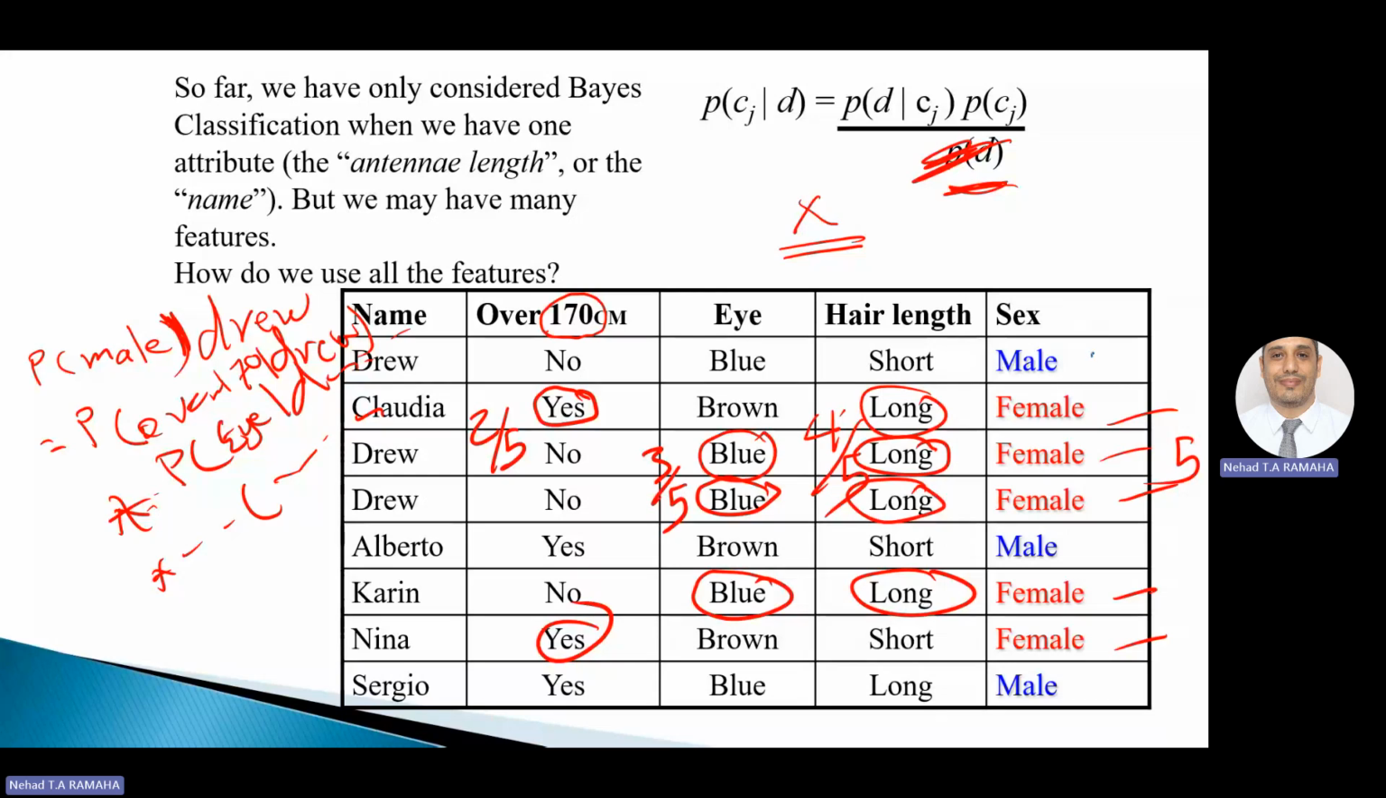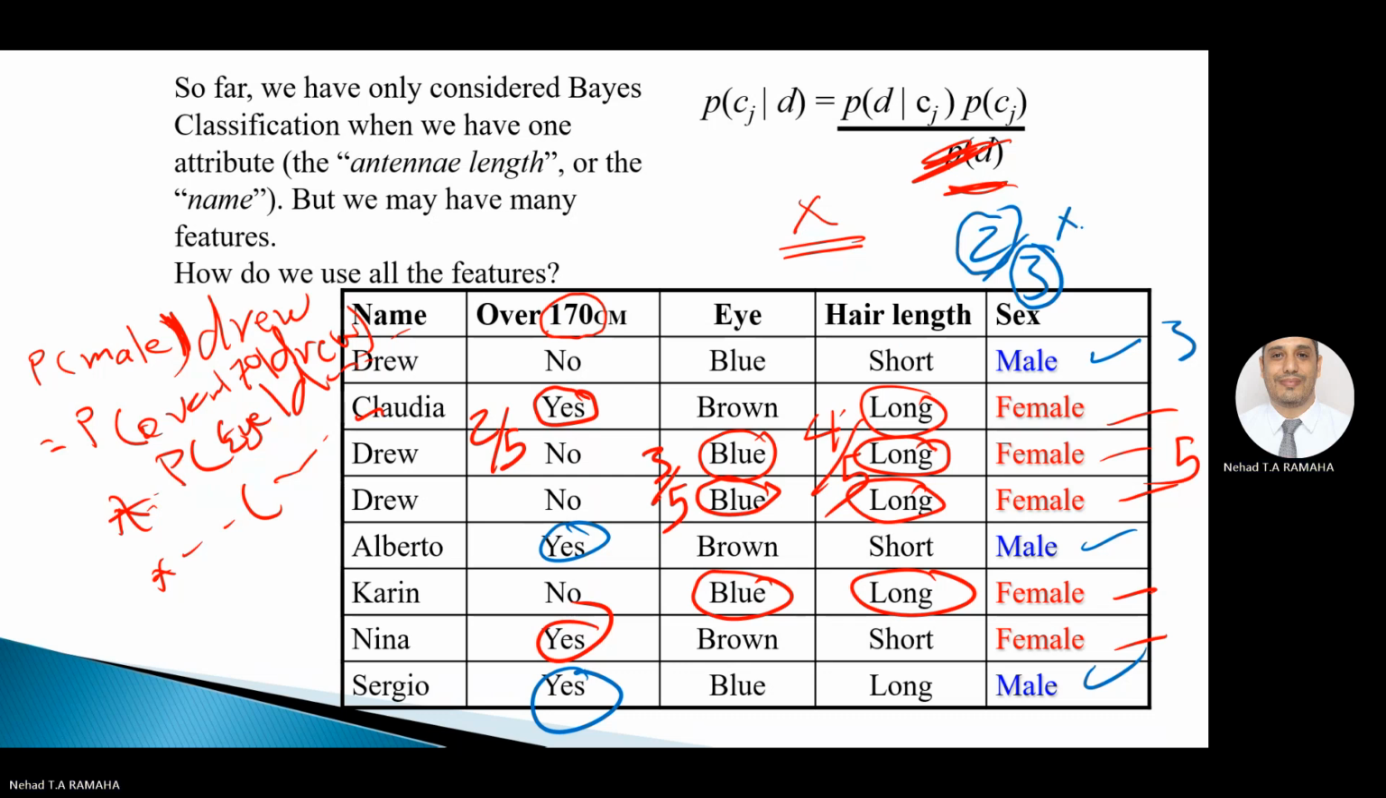So we have 1, 2, 3 males. This 1, 2. So it's 2 over 3. What's this mean? 2. Yes, longer than 170 over the total number of males, which is 3.